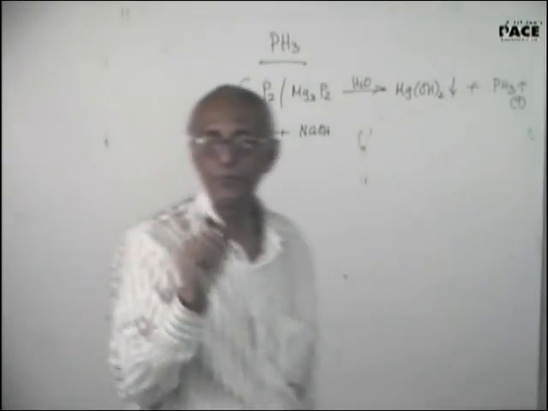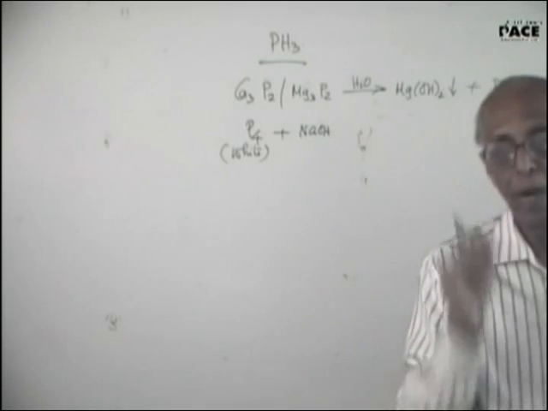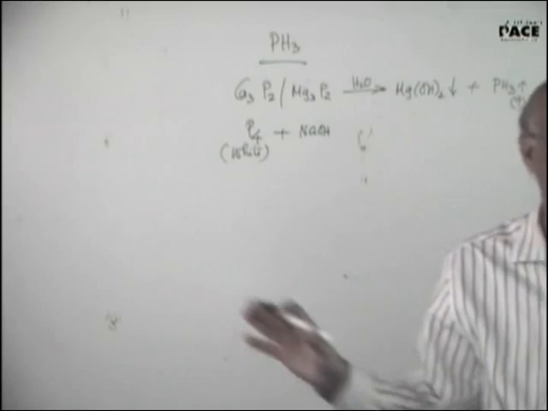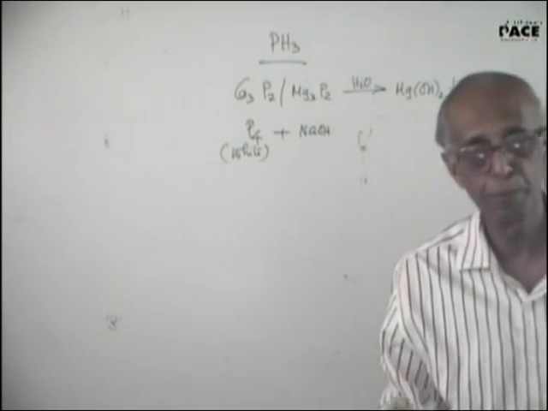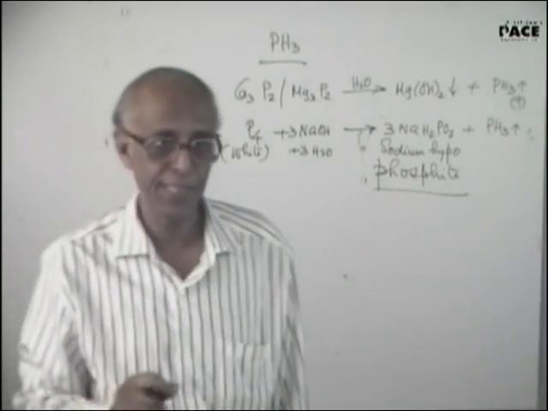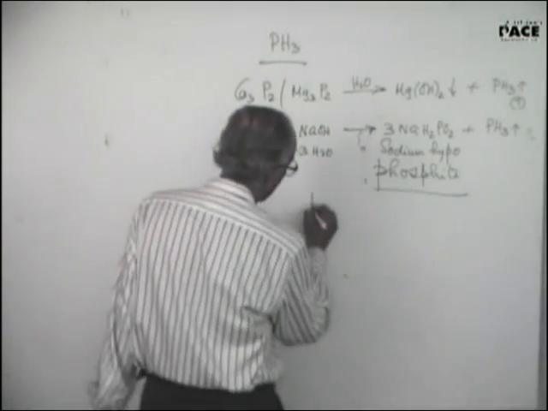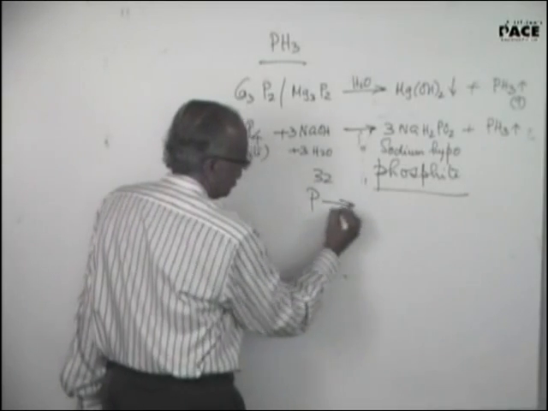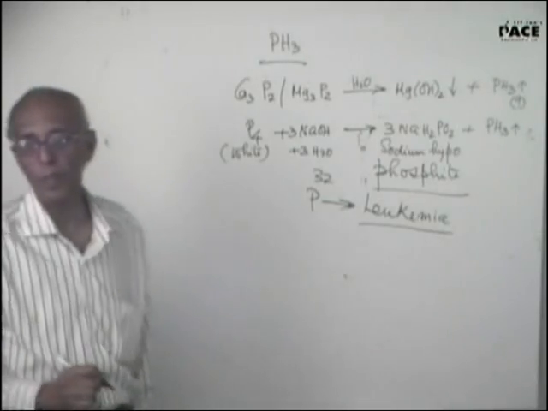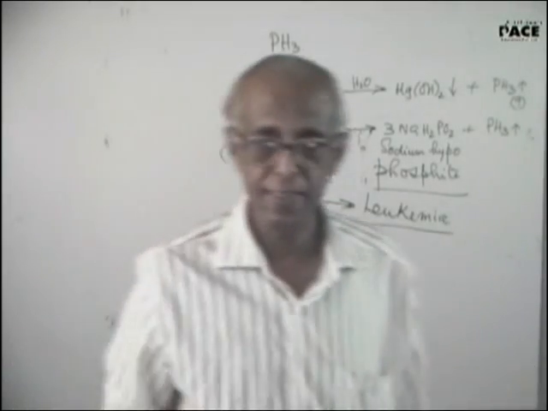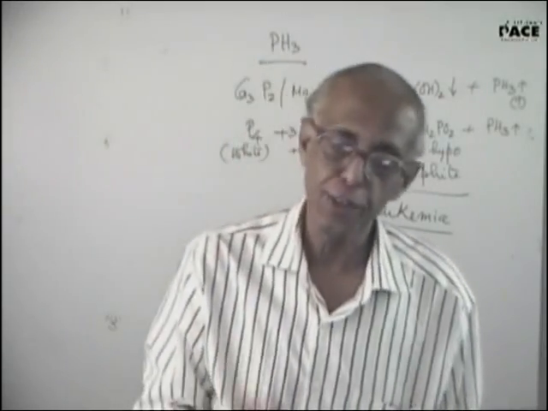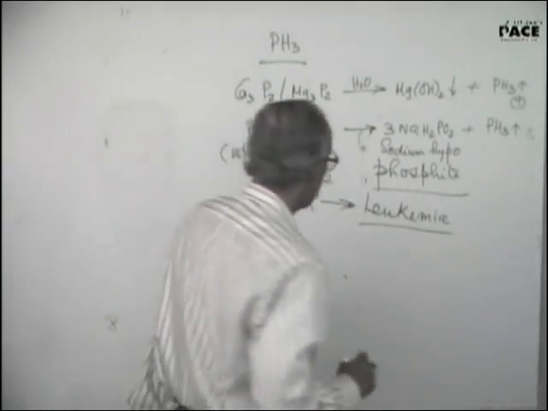As soon as I write P4, that indicates white phosphorus, because red and black phosphorus are polymeric forms of phosphorus. There we will not write P4. Hypophosphites are used in medicine, and P32 isotope is used in the treatment of leukemia, which is a blood cancer.